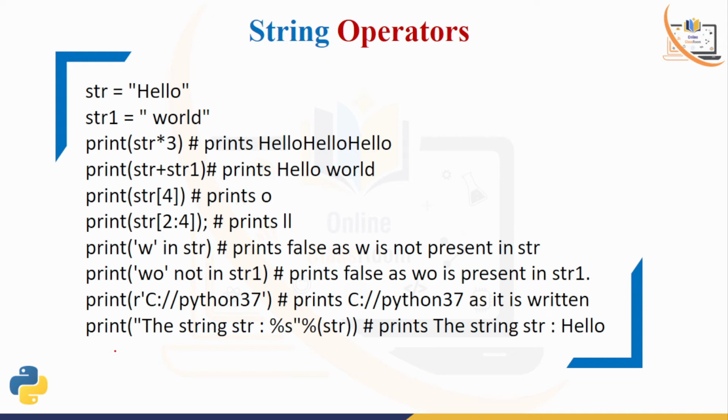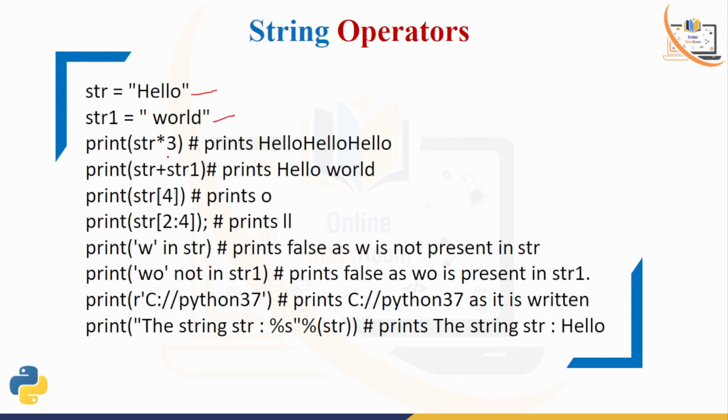So this is basically the programming, right? Now I have str and str1, which means I have one string with hello, and another string called world. Suppose you write print str, it means print hello. After that, a multiplication with 3 means it will print hello three times. So it is nothing but the repetition operator.